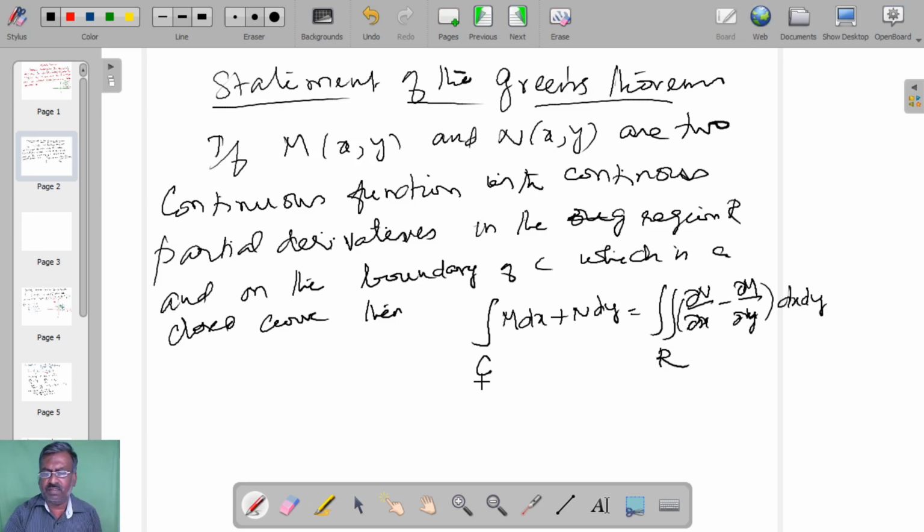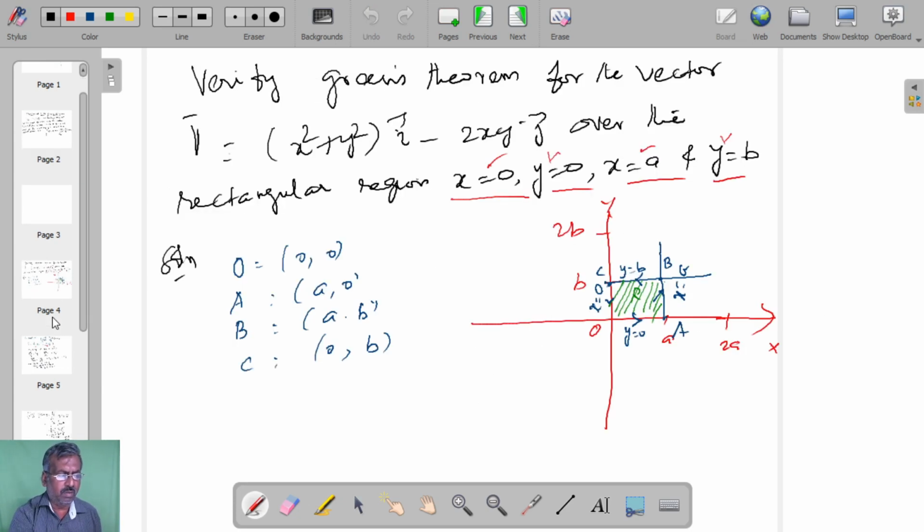First one is the region, only one region. The second is the curve. See the total number of curves. For example, in this green region, only one region is available, OA, BC. But in total four curves are available. One curve is OA, the second curve is AB, the third curve is BC, the fourth curve is CO. So one region and four curves.